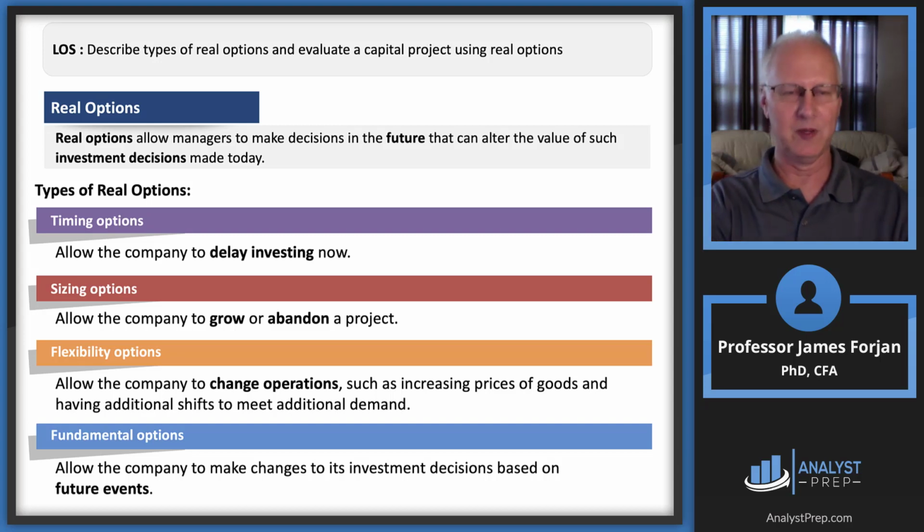So the investment is in the asset, but there's an option underlying it that is not quite as obvious. So there are timing options. There are sizing options, there are flexibility options, and then there are fundamental options. That's probably what I would assign the Harley-Davidson example.